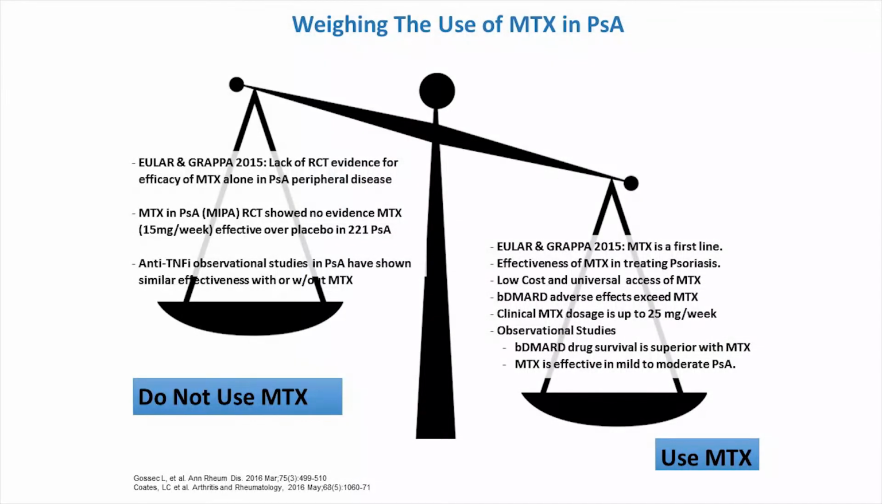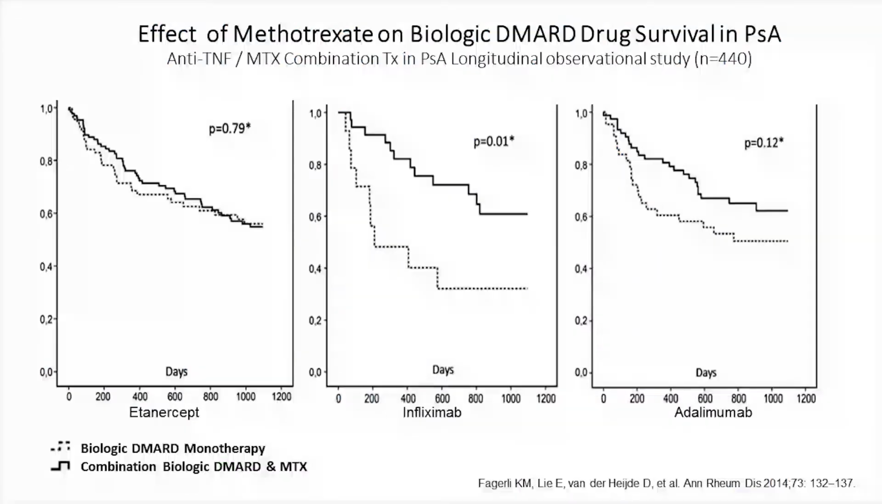So when we weigh the differences, we're not even sure, as Tony has alluded to, we still have different guidelines. Our European EULAR guidelines versus our GRAPPA international guidelines and our ACR guidelines are still not clear on the use or not use of methotrexate. But I did look through many studies, and there seems to be more evidence weighing using methotrexate as an option for certain populations.